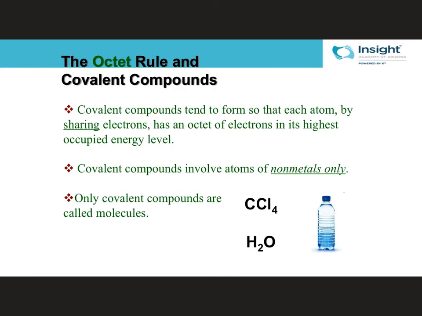Okay, so the octet rule still applies to covalent compounds, all right? But what will happen is the atoms involved will share electrons to fill their octets. All right, so they'll always be shared in pairs, and that will fill the octet of whatever compound we're working with.